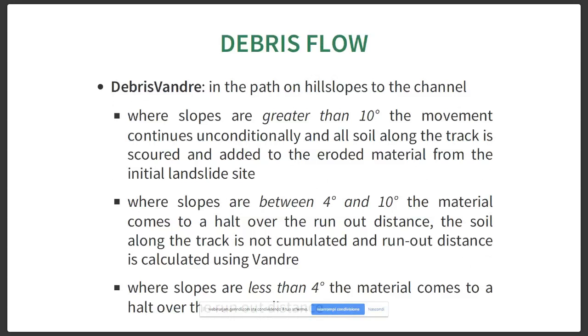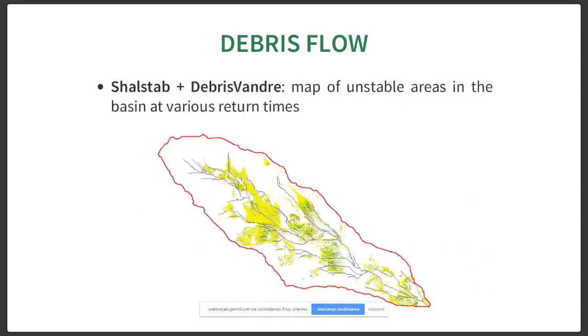This is an example of the application of SHALSTAB and debris vandre. It is a map of unstable areas in the basin at various return times. As you can see here, the yellow, green, and red pixels.